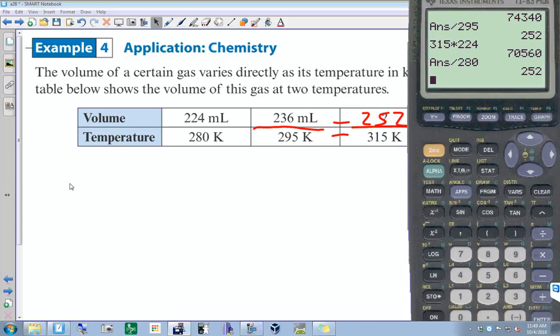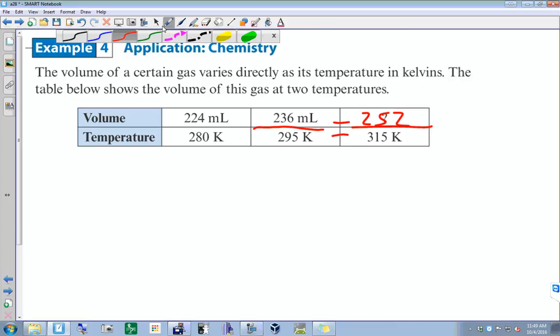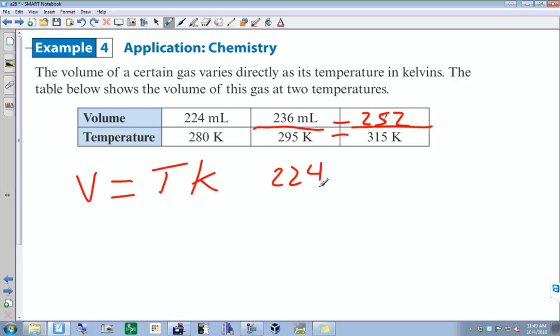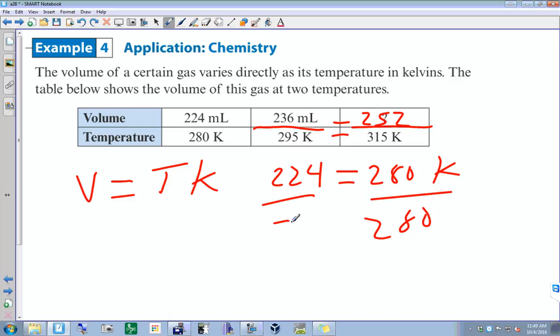Now, what happens if I wanted to do it the equation way? If I put in the temperature, I get out the volume, right? So that means some temperature, correction, wrong way around. That means that volume is going to be equal to the temperature multiplied by some number. I have no idea what that number is. So if I put in 224 is equal to 280 K, by the way, that K is not the same as this K. Divide by 280, divide by 280.